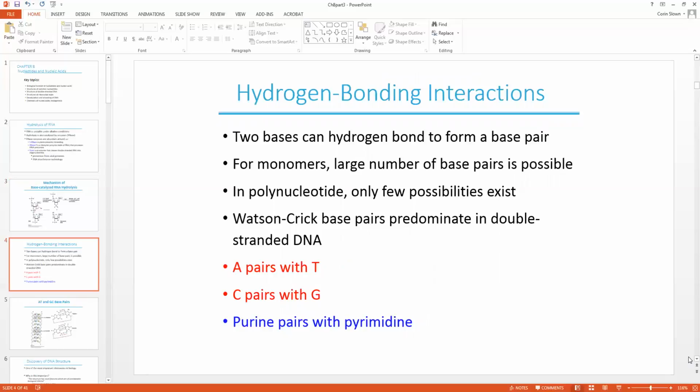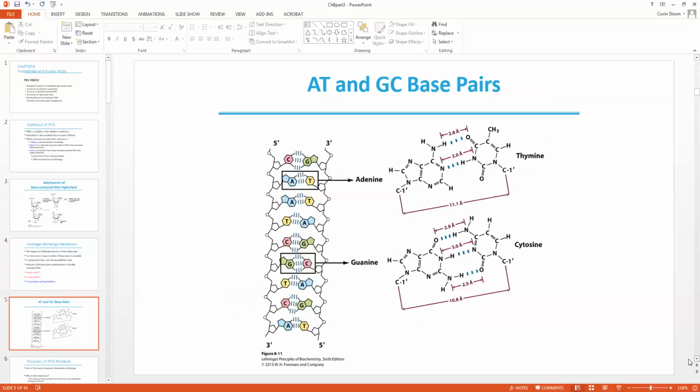Because two bases can hydrogen bond to form a base pair, for monomers a large number of base pairs is possible. However, in polynucleotides, there are only a few possibilities that exist because of space and directionality. The Watson-Crick base pairs predominate in double-stranded DNA, where A pairs with T and C pairs with G. Ideally, that's a purine pairing with a pyrimidine. We can actually see the distance in terms of the bond lengths and the way that these H bonds line up with each other at the respective heteroatom-hydrogen pairing.